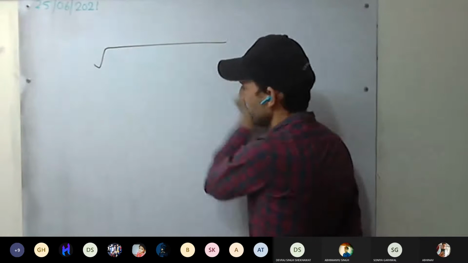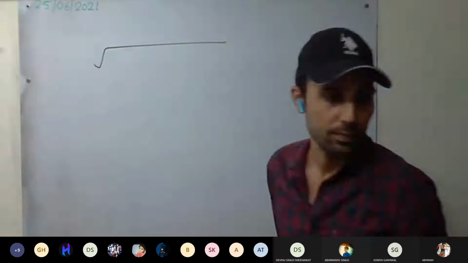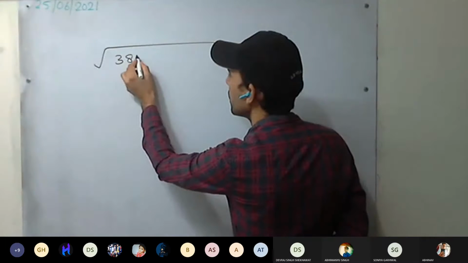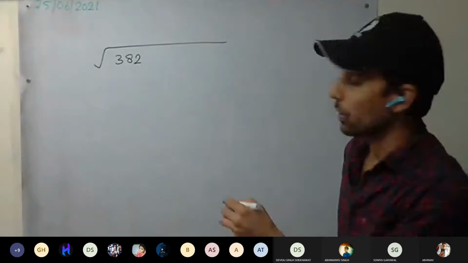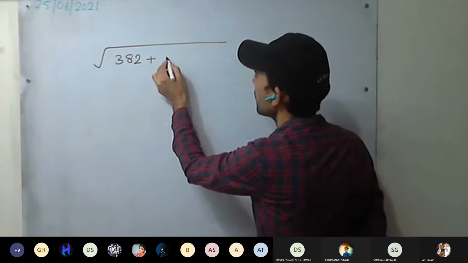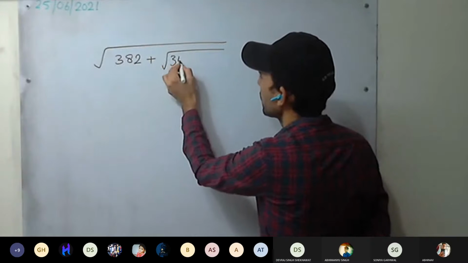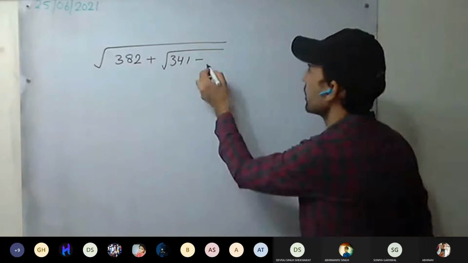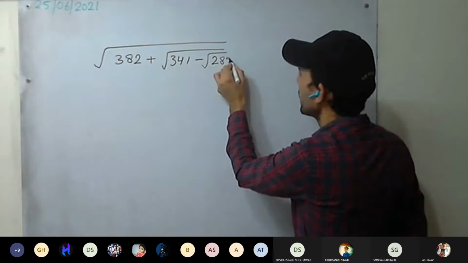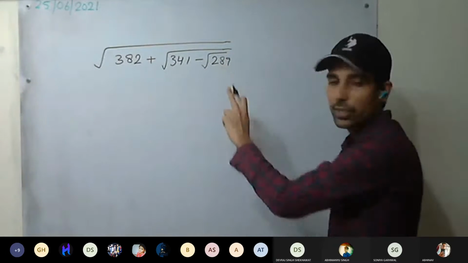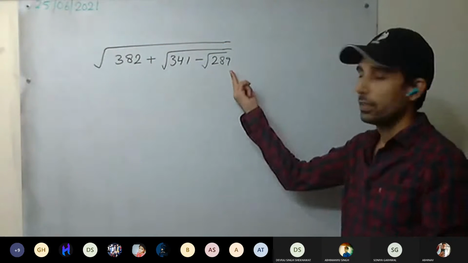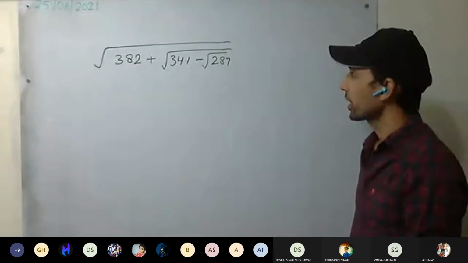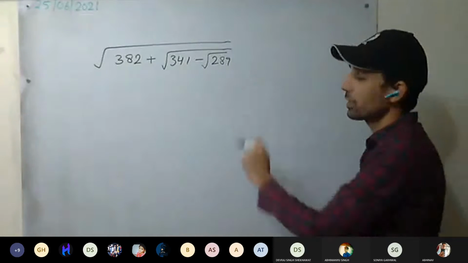Start doing the next one. 382 plus root of 341 minus root of 289. If you are not able to figure out the root of 289, you can use the long division method to find it.